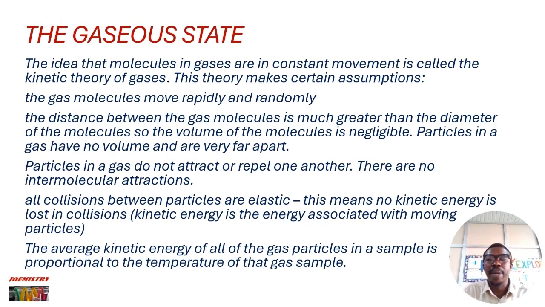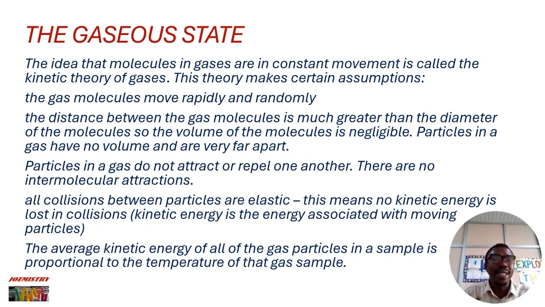So still on states of matter, we're looking at the gaseous state. Now, based on the kinetic theory of matter, it states that matter consists of tiny particles, and these particles are in constant random motion. The idea that molecules in gases are in constant movement is called the kinetic theory of gases. This theory makes certain assumptions, of which we are going to consider that gas molecules move rapidly and randomly. Gases consist of particles, and these particles are in constant random motion.